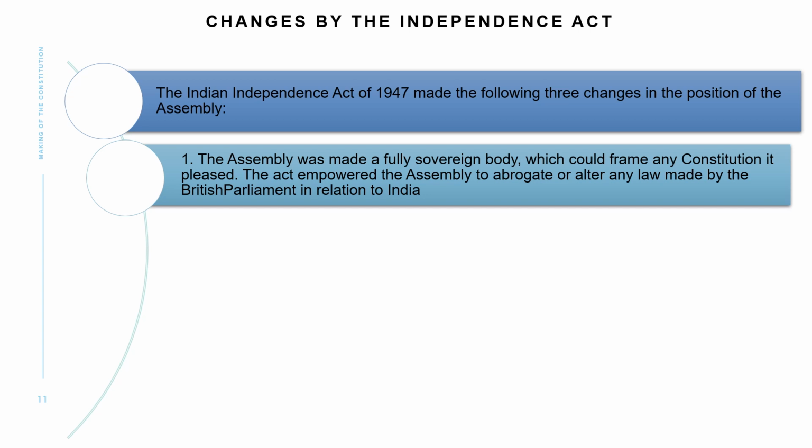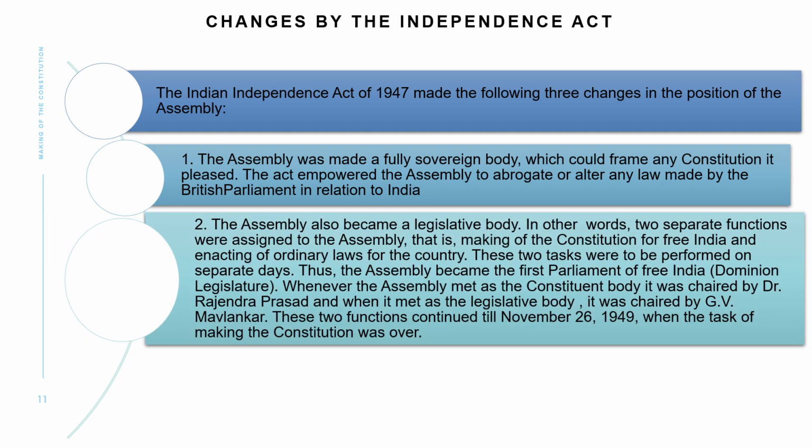Second, the assembly also became a legislative body. It had two separate functions. First, the making of the constitution for free India, and second, enacting of the ordinary laws for the country. These two tasks were to be performed on separate days. Thus, the assembly became the first parliament of free India. Whenever the assembly met as the constituent body, it was chaired by Dr. Rajendra Prasad, and when it met as a legislative body, it was chaired by G.V. Mavalankar. These two functions continued till November 26, 1949, when the task of making the constitution was over.